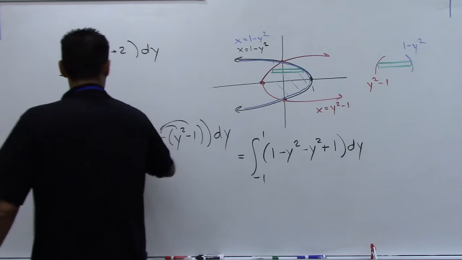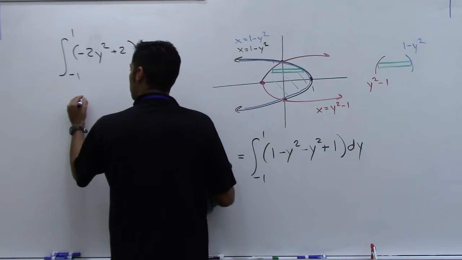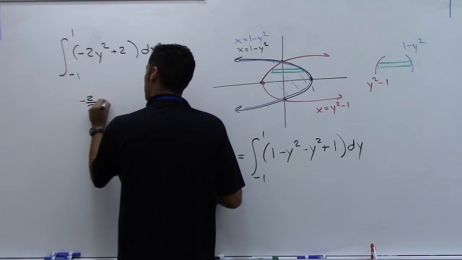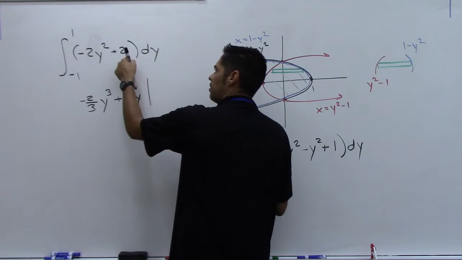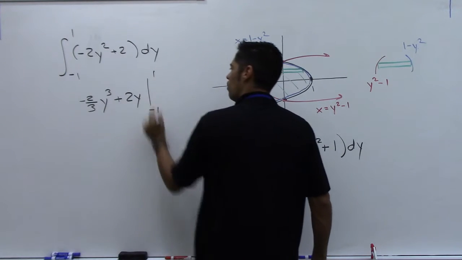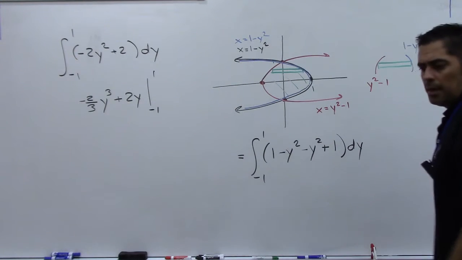So the antiderivative of this is going to be -2/3 y cubed plus 2y. Antiderivative of 2 is 2y. Negative 1, 1. Do your subtraction, and you're done.